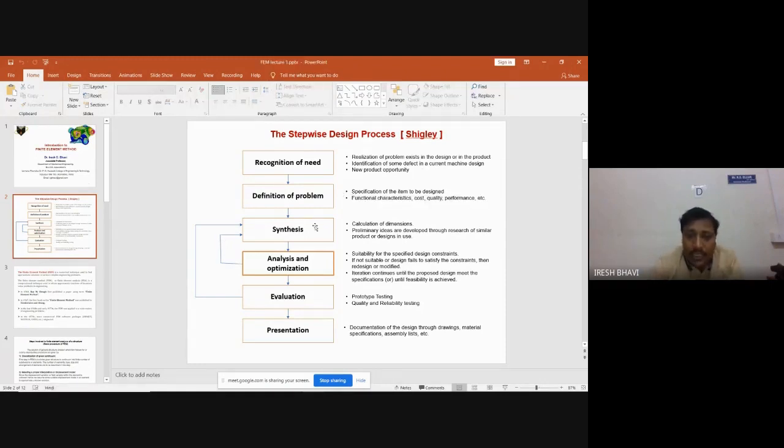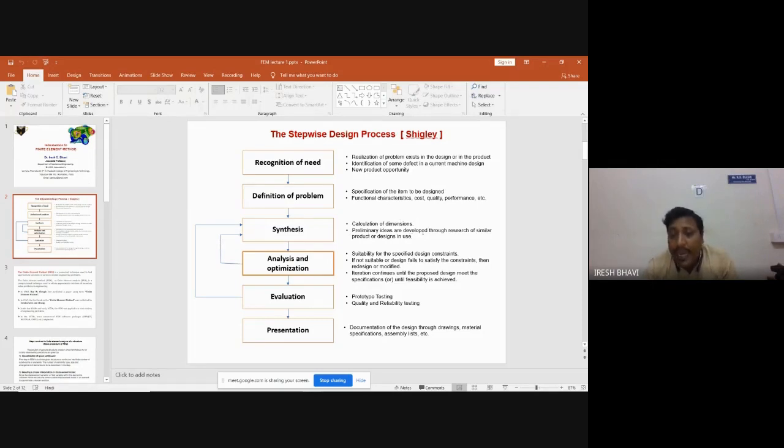In the third stage, this is the actual design phase, that is synthesis, in which you will be calculating all the actual dimensions. For example, suppose a pen is there. I want to design this pen, then I will be calculating all the dimensions, length, then diameter of this pen, so that it should be easy to hold in the hands, and then all the other dimensions will be calculated in this third step, that is calculation of dimensions.